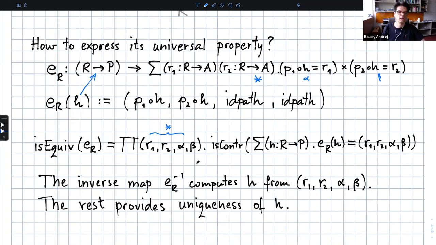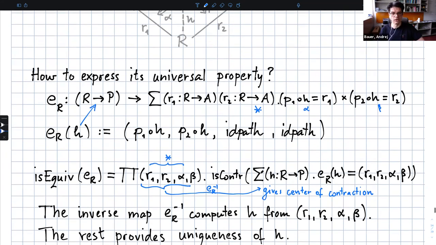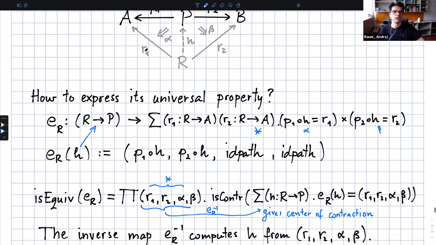Now, this will give me an inverse map. If this is an equivalence, it generates a map which takes this data and produces one particular H, namely the center of contraction. That's the inverse map. So the inverse map gives here the center of contraction. Well, that's the one that from given H does the hard part. From given R1, R2, you give it as input R1 and R2.